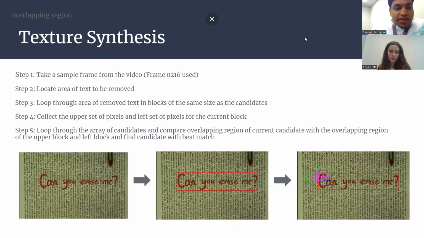So for the texture synthesis, we first took a sample frame of the video. We used frame 216. We then located the area of the text to be removed, so where it says, "Can you erase me?" We then looped through that area using blocks of the same size as the candidates. We then collected a block of pixels directly above the block that we were trying to replace and directly to the left. And from those blocks, we then calculated a sum of square difference to find the difference between the overlapping regions of the top block and the block we were replacing, and then the left block and the block we were replacing.